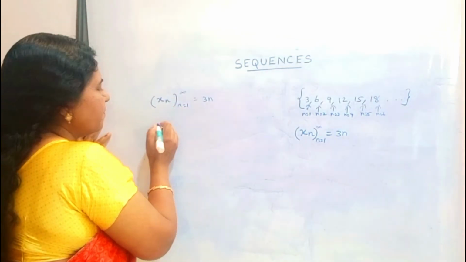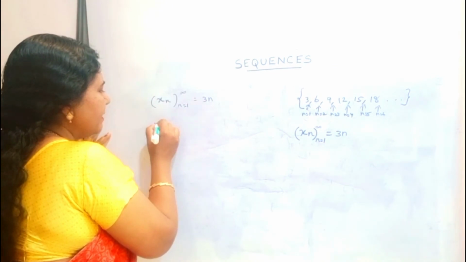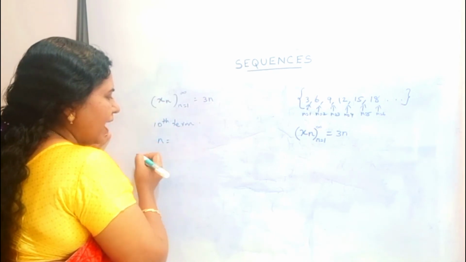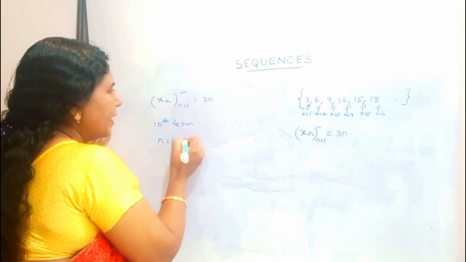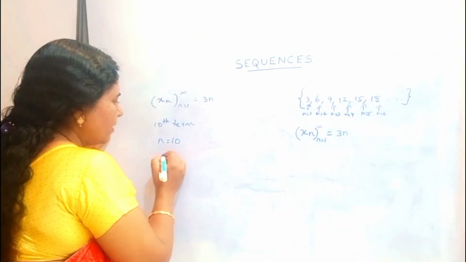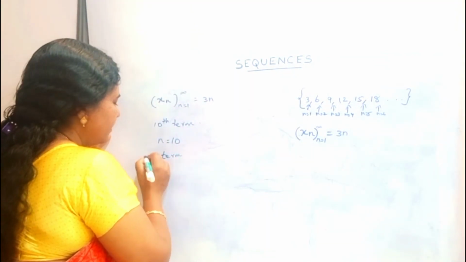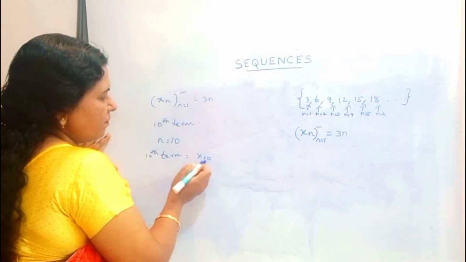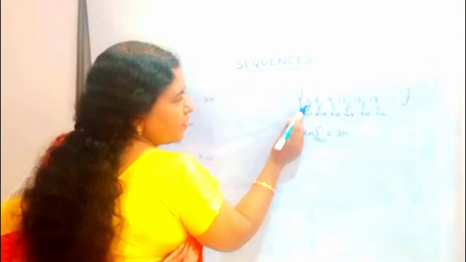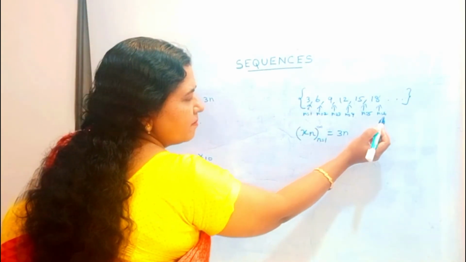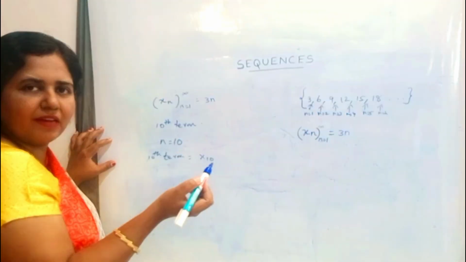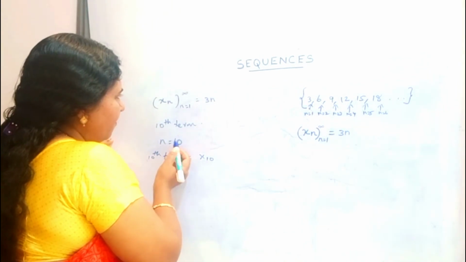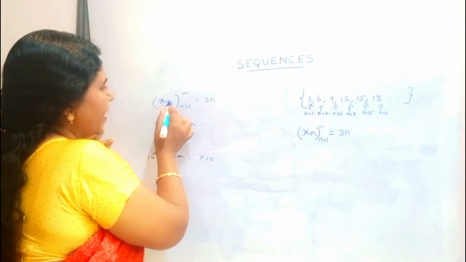So, in this case, we are asked to find out the 10th term. So, what we have to do is, we have to substitute the value of n is equal to 10 in this expression. So, the term becomes 10th term is equal to x10. N will be equal to 10. That is, n is equal to 1 for the first term, 2 for the second term. So, for the 10th term, the value of n will be 10. So, the term becomes x10.